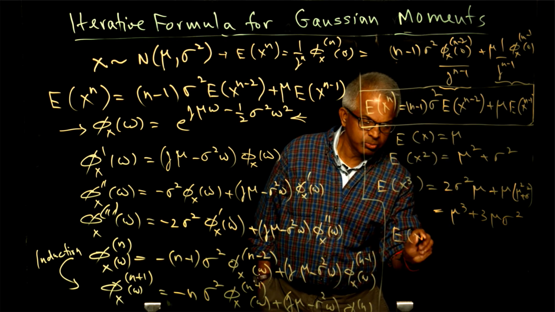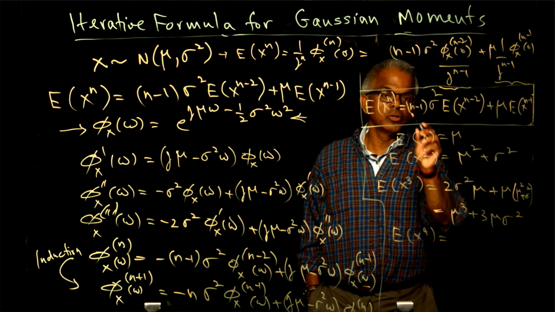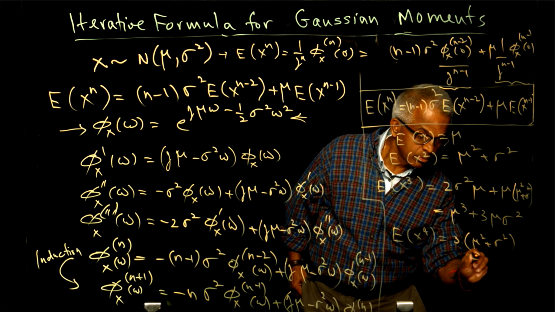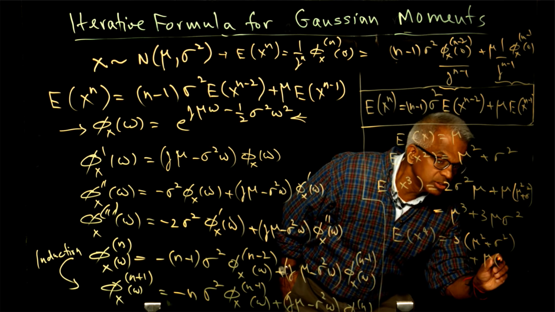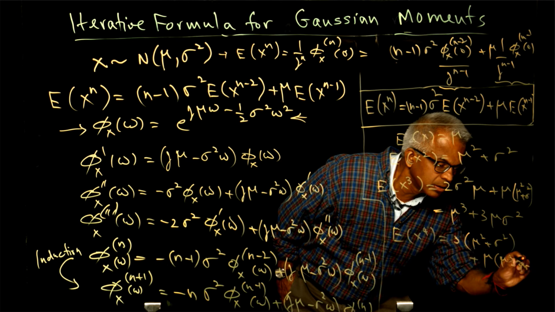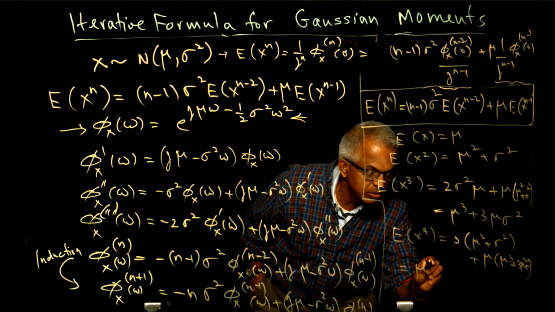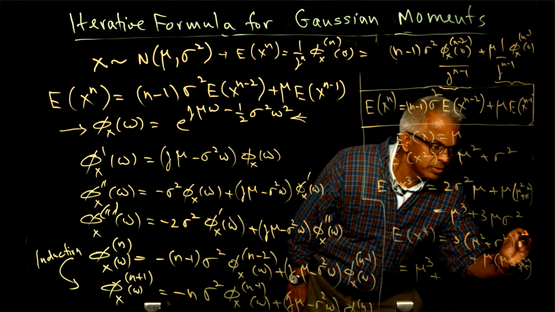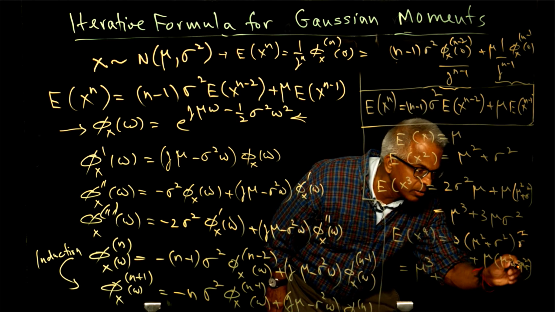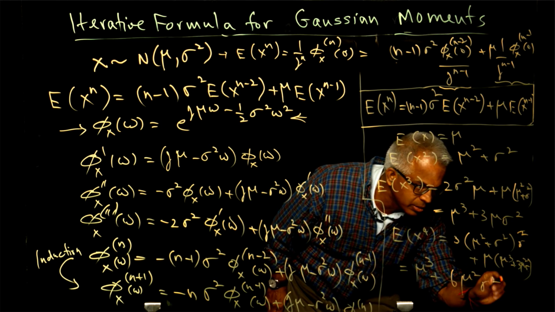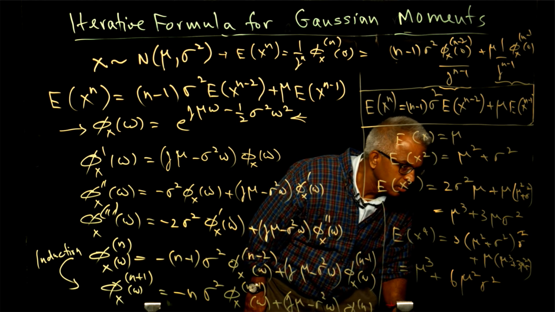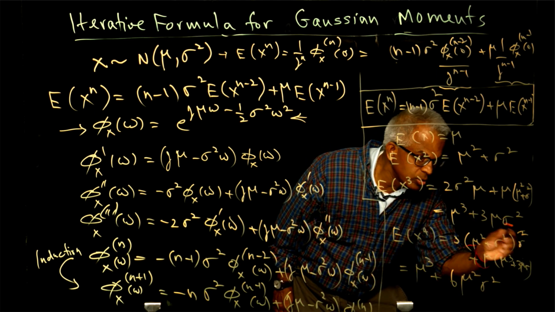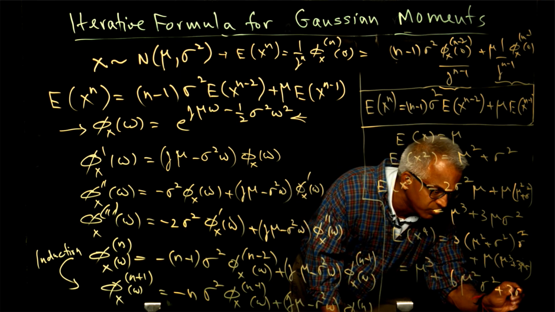And the expected value of x to the 4, and so on. The expected value of x to the 4 is, for example, 3 sigma squared multiplied by the expected value of x squared, which is mu squared plus sigma squared, plus mu multiplied by the expected value of x cubed, which is mu cubed plus 3 mu sigma squared. If you do this, you get mu to the 4 plus 6 mu squared sigma squared plus the last term, which is 3 sigma to the 4, etc.